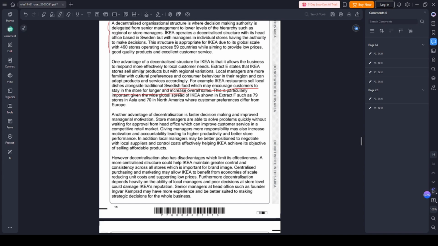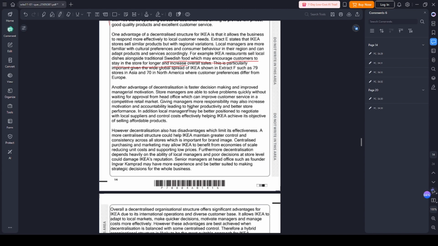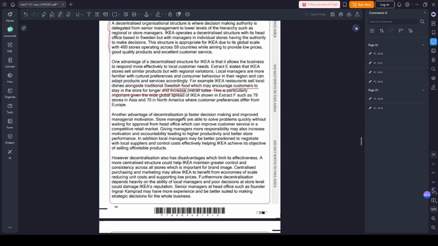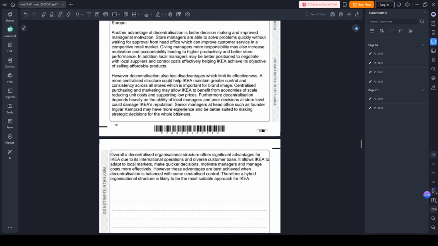Plus, local managers can negotiate better with suppliers and control costs, supporting IKEA's goal of affordability. So, these are basically the main two advantages that you can state in the answer. And I think this should be enough. So, after that, we can go to the evaluation part, which is the counter argument.